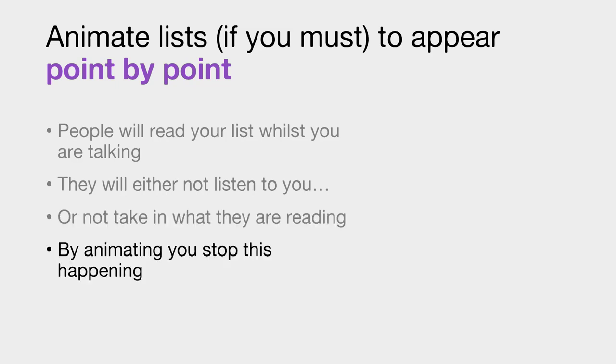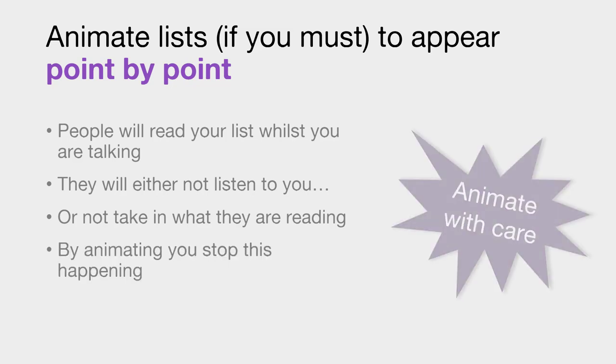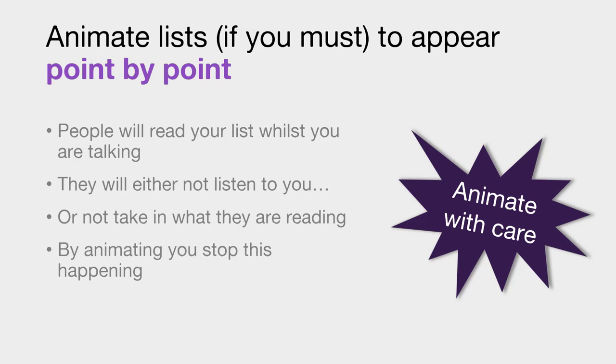By animating the points in one at a time, you can stop that from happening, as it stops them from reading onwards and it encourages them to focus on your current point, especially if you dim the previous points, as I've done here. There are plenty of YouTube videos showing you how to do that. Be careful with your animations though. For text, stick to appear or fade. Don't use animations with a lot of movement, as they can get really annoying.